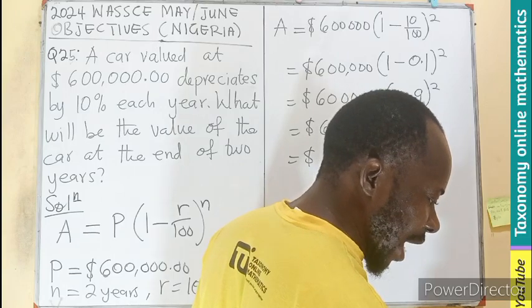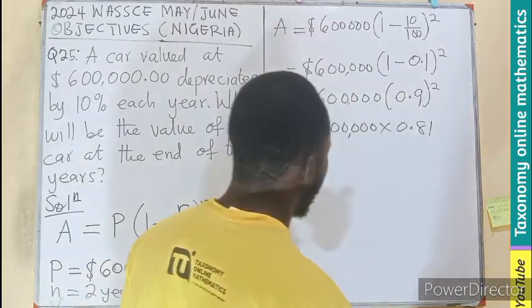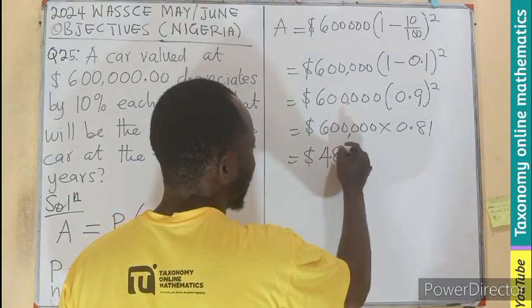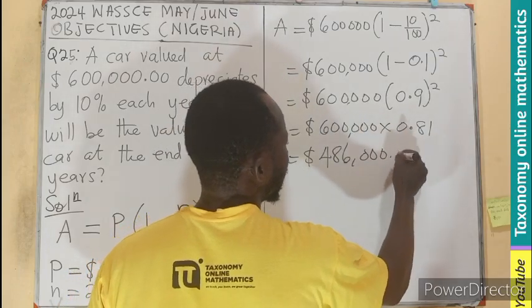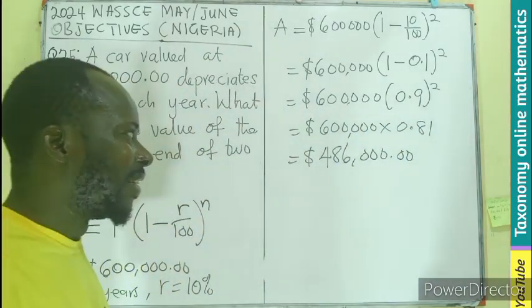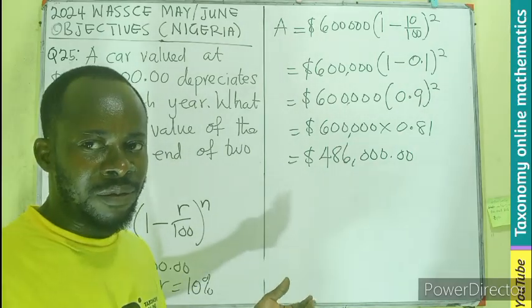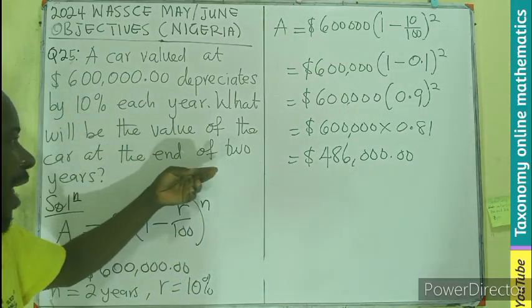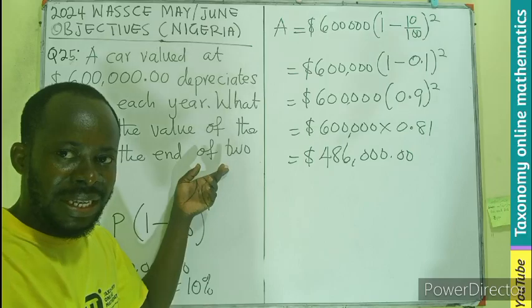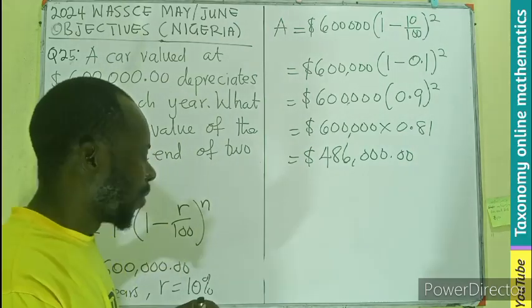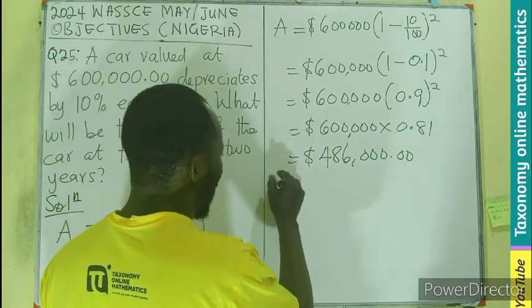So when you multiply this on our calculator, 0.81 times 600,000 will give us 486,000. So $486,000 will be the new price of the car at the end of 2 years, if it is depreciating 10% every year.